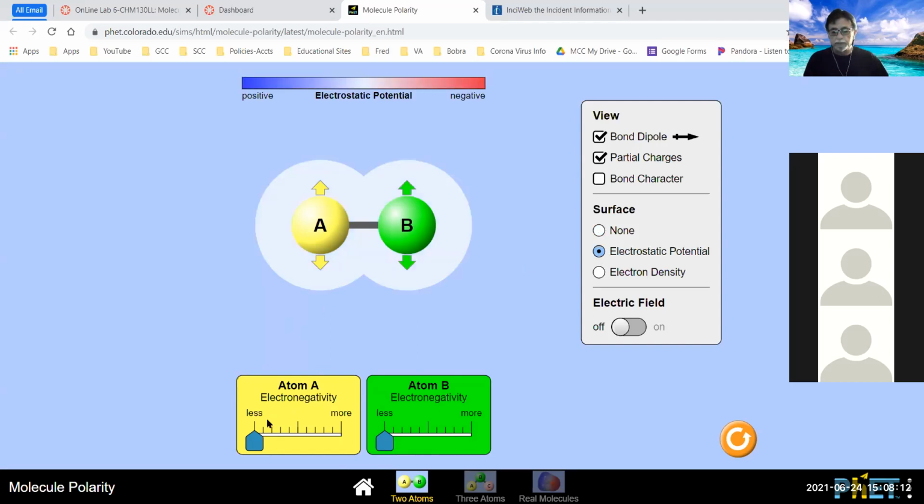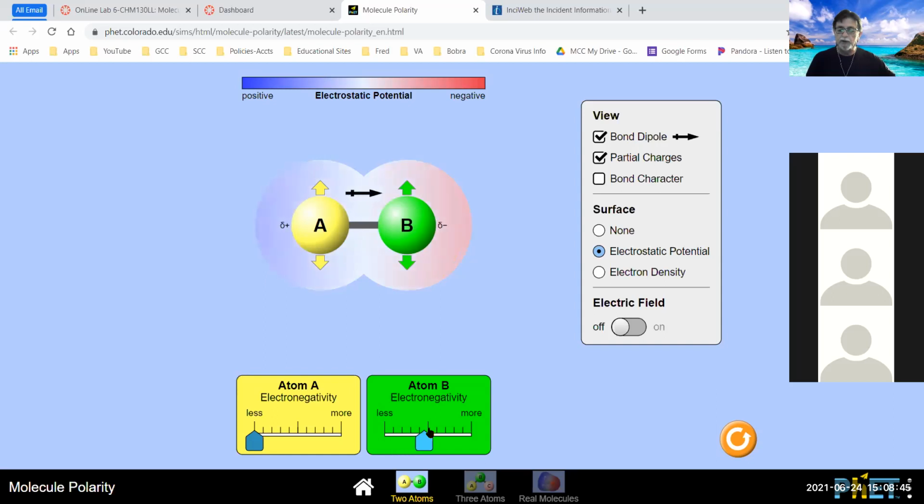Right now, the scale in A is to the far left. They're both equal. So in this scenario, the electronegativity of A and B are equal, and we have what is called a non-polar bond. There is no tug of war in the sharing of those electrons, that electron in the middle between A and B. Now, when the electronegativity of one of the atoms gets increased, this is what happens.